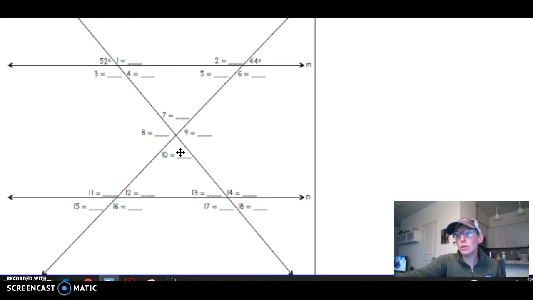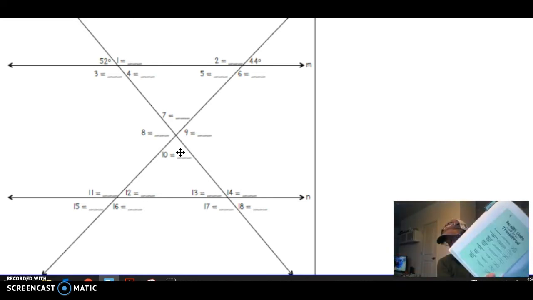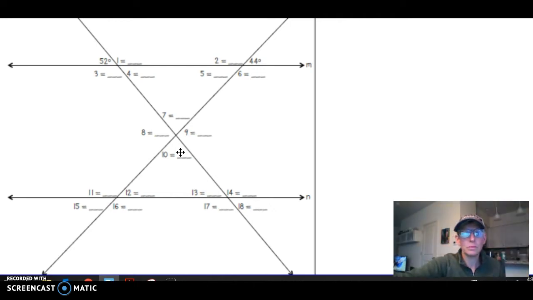I'm going to do that using the ideas that are in this green sheet here, so definitely have that handy. All right, let's get to it. Let's start at number 1, a very good place to start. I can see here that angle 1 shares space on a straight line. So I know that 52 degrees plus angle 1 are going to add up to 180 because they're on a straight line. So I'm going to use the idea of supplementary angles to solve for that angle.